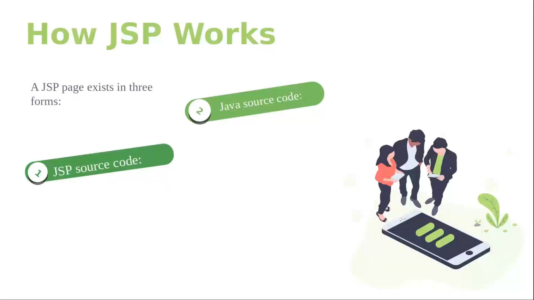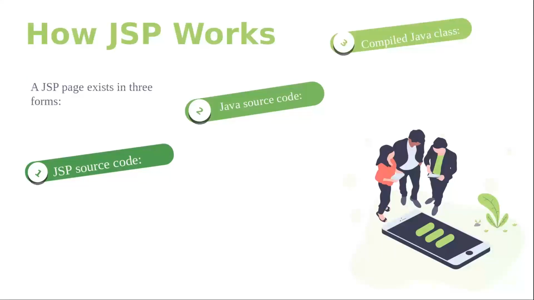So first, from the JSP source code, we generate the Java source code. The JSP container translates the JSP source code into the source code of an equivalent Java servlet as needed. And this code is typically saved in a work area and is often helpful for debugging.